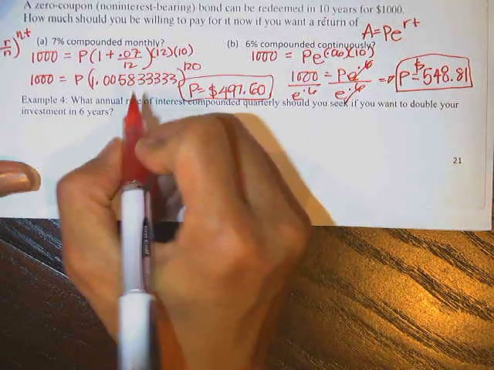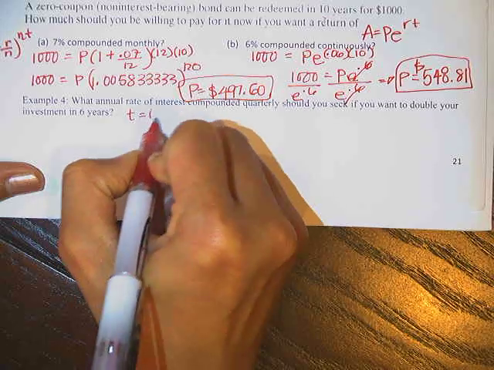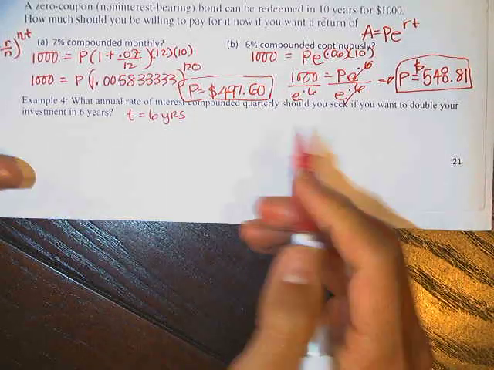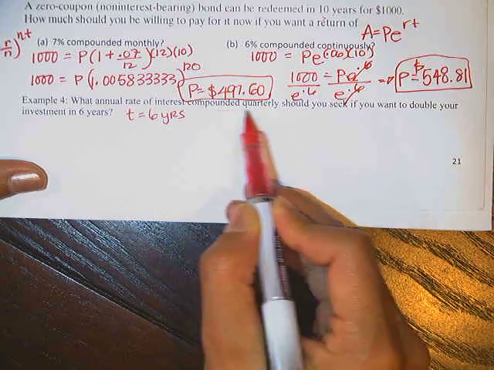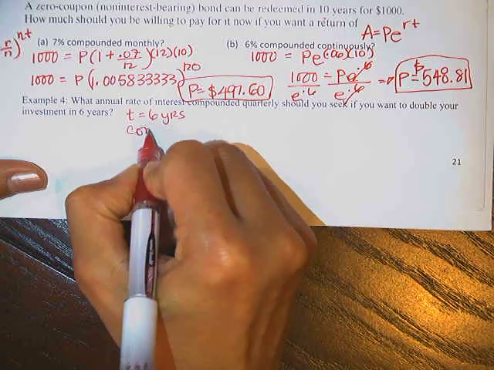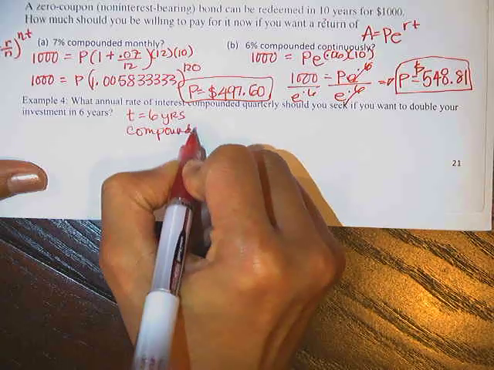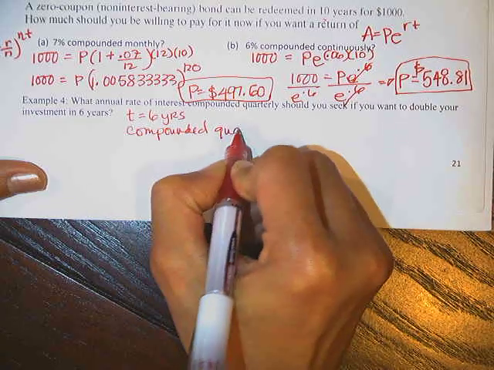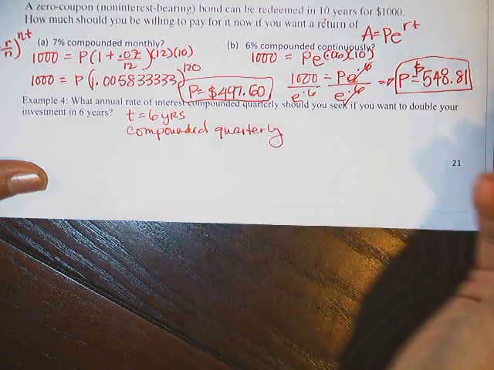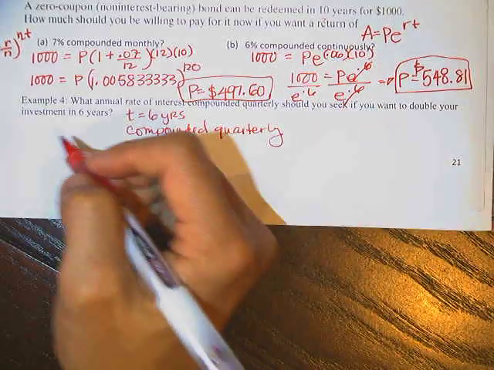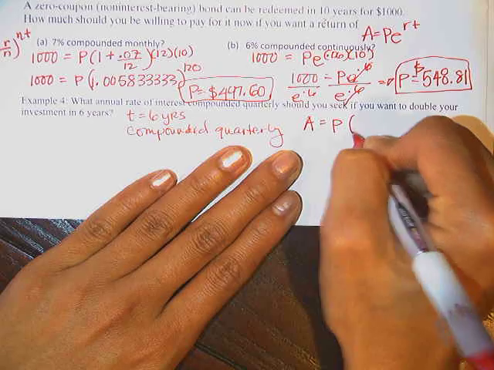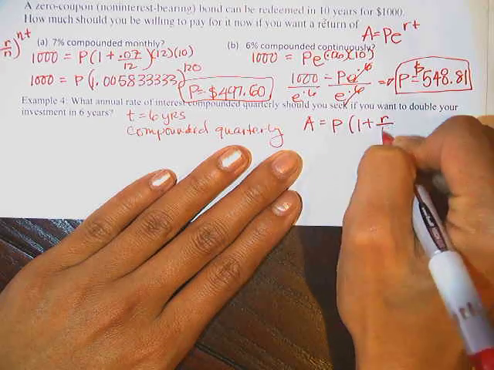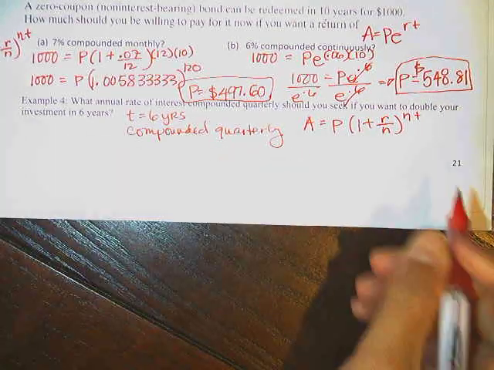Okay, so let's see what we have. We know time is 6 years. We are looking for the interest rate, and we know it's compounded quarterly. So that means I'm not going to use PERT, but I am going to use A equals P times 1 plus R over N to the power of NT.